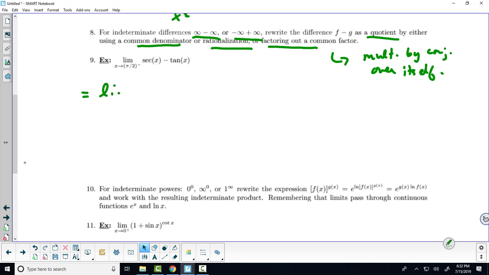So we've got the limit as x is approaching pi over 2 from the left of 1 over the cosine of x minus sine of x over the cosine of x.